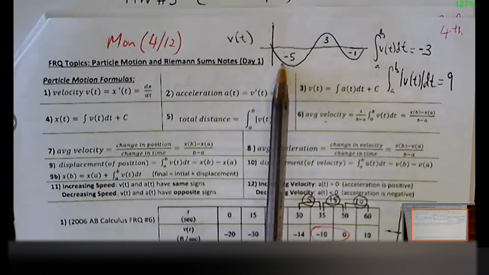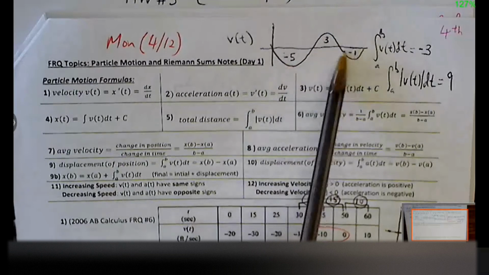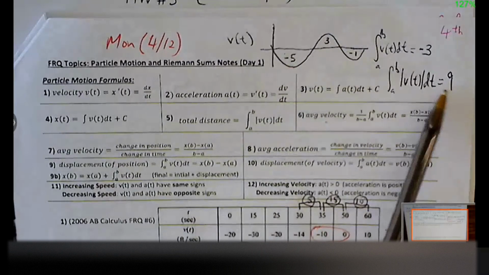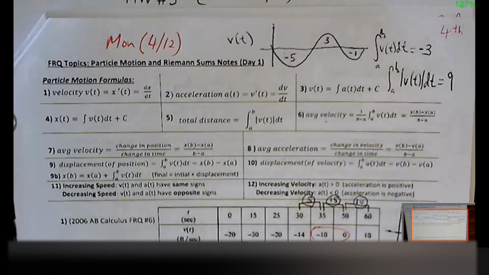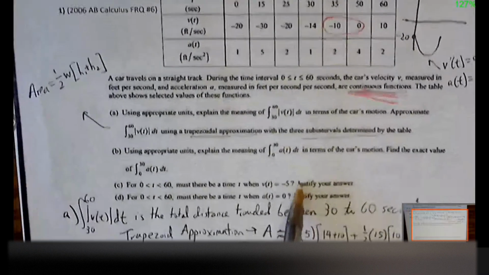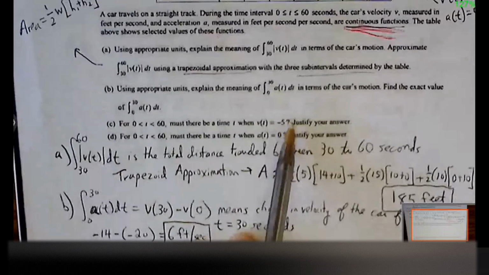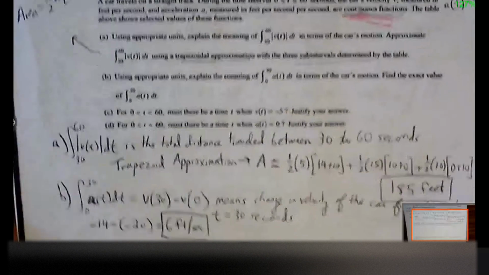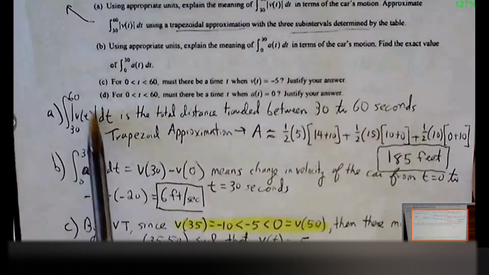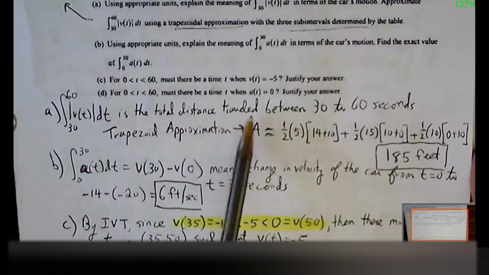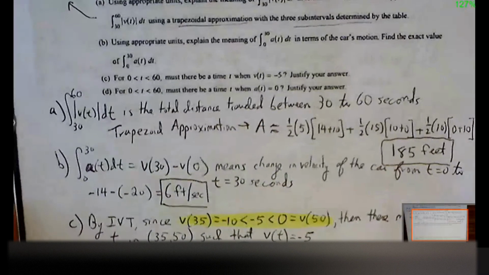Because if I move 5 units left, 3 units right, 1 unit to the left, it's still a total movement of 9 units. So the absolute value just ensures that we treat every movement as a positive value. So we know the integral of the absolute value of v of t is the total distance traveled between 30 and 60 seconds.